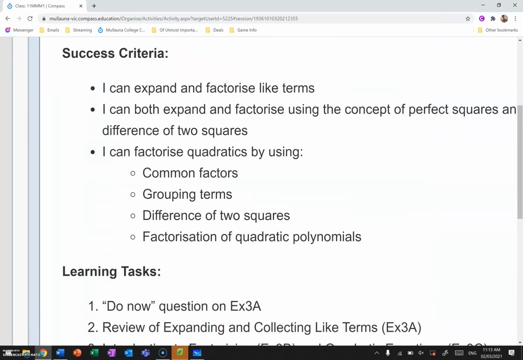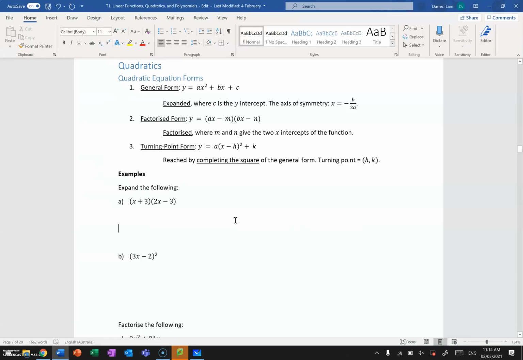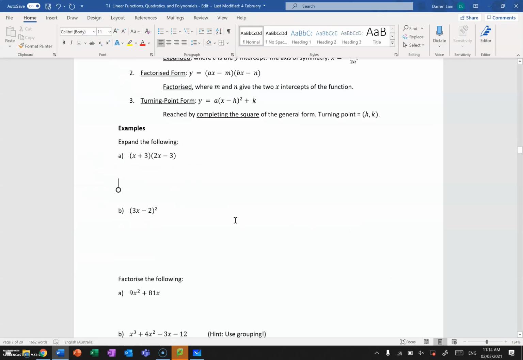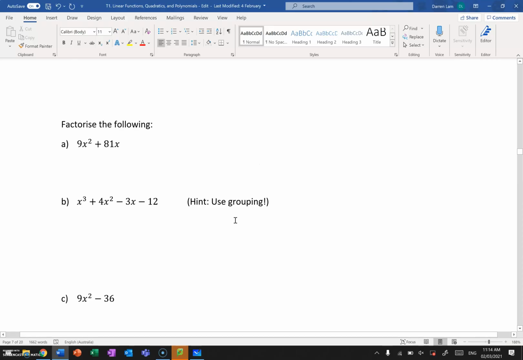In our success criteria, I've listed that we need to be able to factorize quadratics by using common factors, grouping terms, difference of two squares, and factorization of quadratic polynomials. Now that sounds very complex because a couple of them are, but some of them are really easy, stuff you've already done before, particularly common factors. So let's put that into practice. I'm going to skip the examples over here. We just went through a couple of them of the same nature. I'm going to go straight to factorize the following. And I'll refer back to the quadratic equation forms later into the topic.